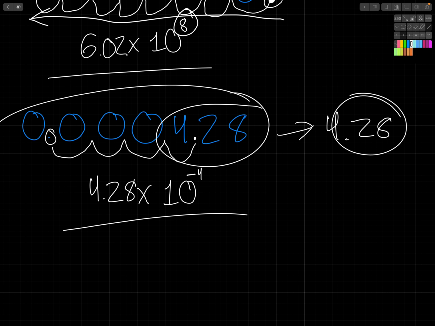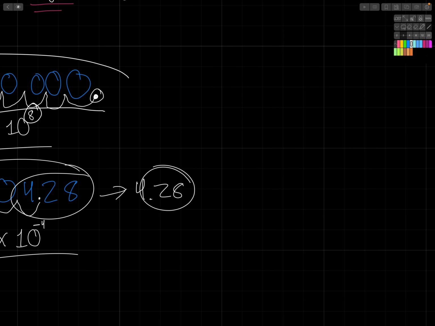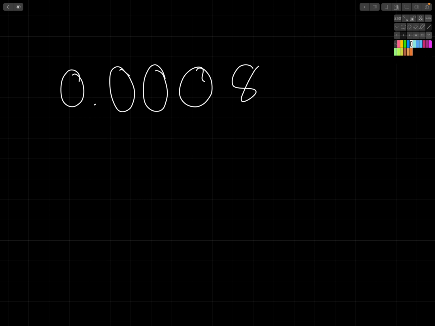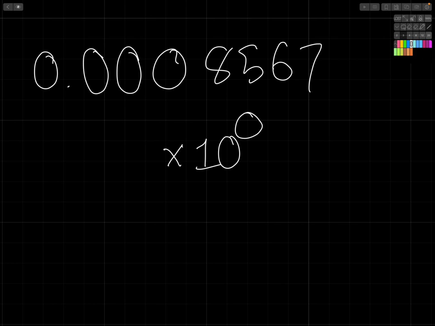But when the decimal place goes to the right, that becomes a negative exponent, right? So let's do another example. Let's just say we have 0.00085567. If we have this number, we want to write it in scientific notation. We first write times 10. And now let's find the exponent.